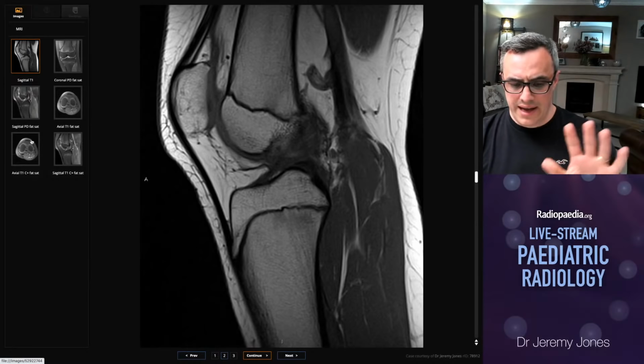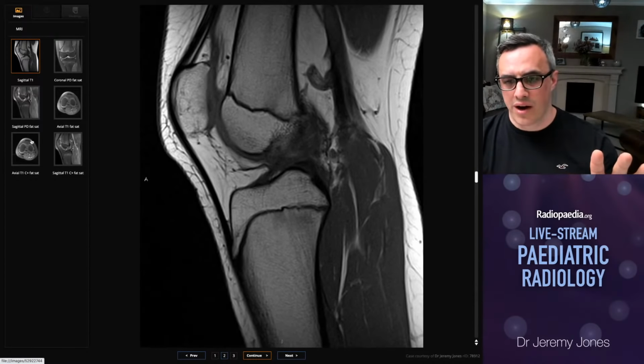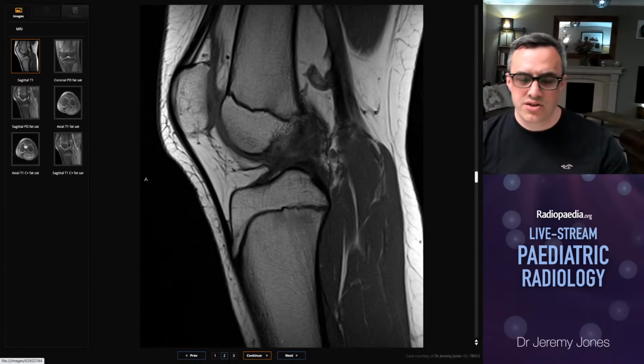Try not to do a T1 pre-contrast without fat suppression and then follow it up with a post-contrast with fat suppression, because then you're changing two things, everything looks completely different, and unless it's barn door, it's tricky. So what are we looking for?